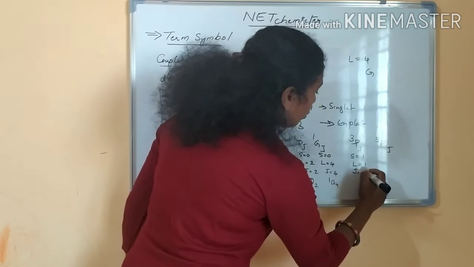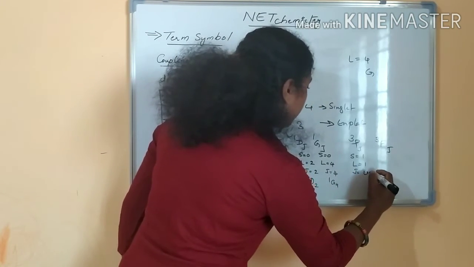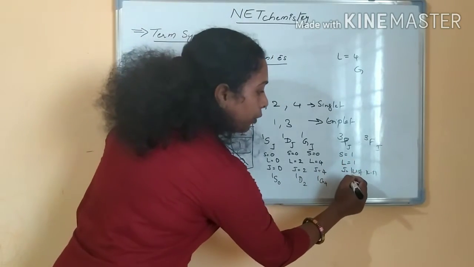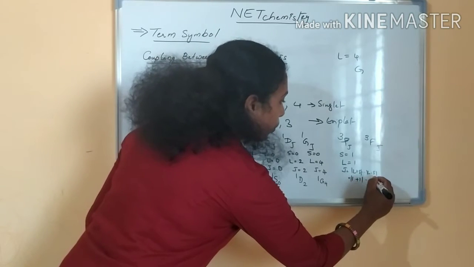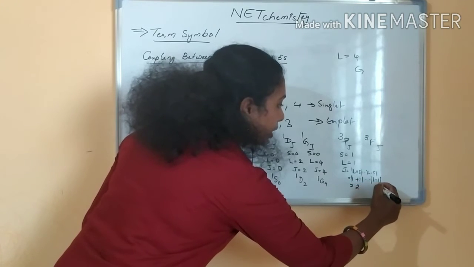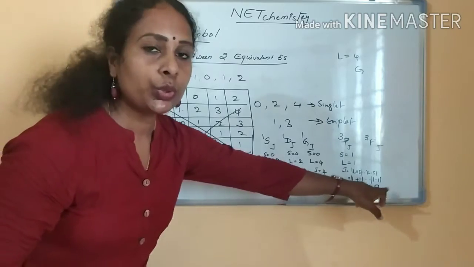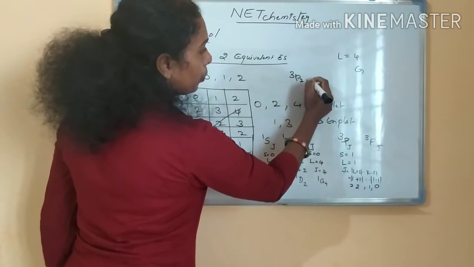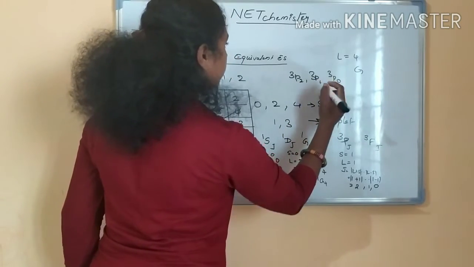J is equal to L plus S to L minus S. You have to calculate L plus S to L minus S. What is the L value? L value is 1, S value is 1. So 1 plus 1 to 1 minus 1: 1 plus 1 equals 2 and 1 minus 1 equals 0, and in the middle you get 1. So you have to substitute 2, 1, 0. I am writing it here: 3P2, 3P1 and 3P0.